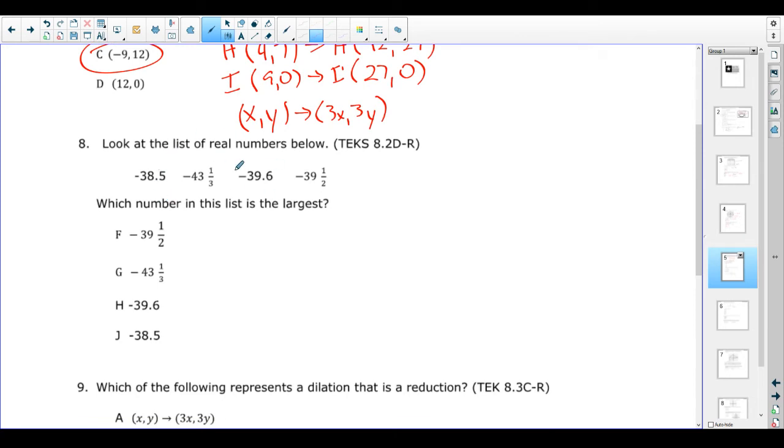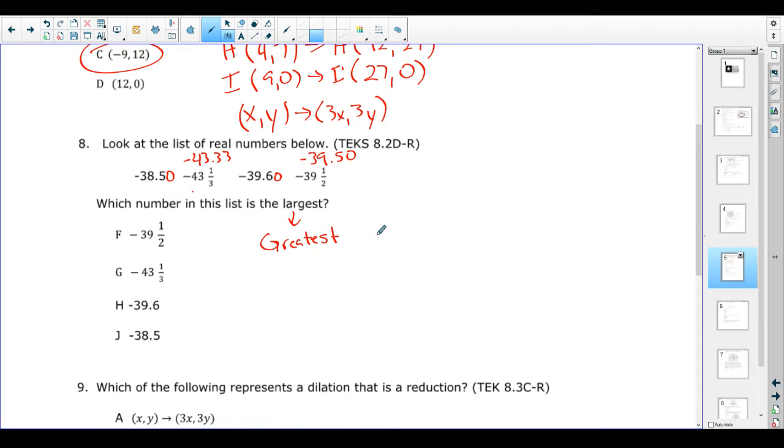Alright, look at this list of real numbers below. Which number in this list is the largest? Okay. So, what do we got here? 38, 43. A couple of these are 39, so let's make them all good decimals. So 38.50, negative 43.33, 39.60, and negative 39.50. Which of these is the biggest? So the greatest.